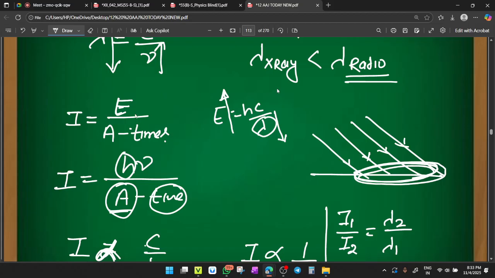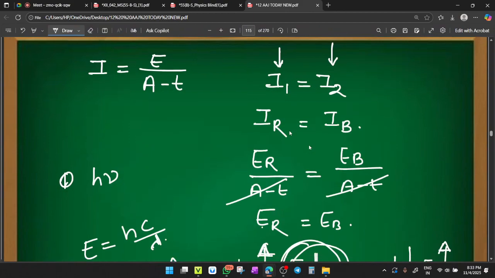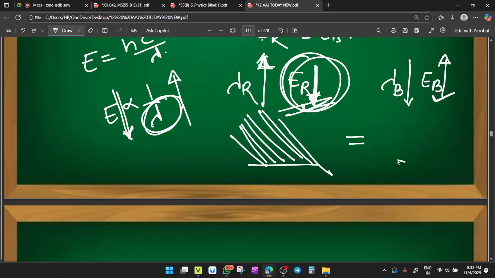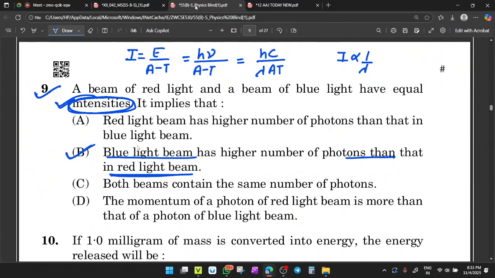Yes or no? So what I say, lambda r is greater, so the energy of the radiation will be low. To make it sufficiently high, you have to increase the number of photons for red. So red has more photons in comparison to blue having fewer photons, and for a given area, they will produce the same intensity. Clear or not clear? So here the correct answer will be the red beam of light having a higher number of photons than the blue beam of light. Clear or not clear?